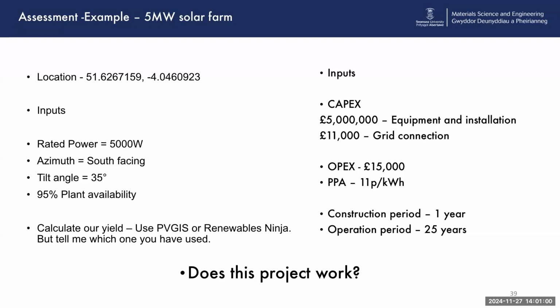I'm going to tell you what your capex is. It's going to cost you 5 million. I'm going to tell you how much your grid connection is going to cost. I'll say to you, your OPEX is 15,000. That's your operating expenses. And you're going to sell this electricity for a whopping 11 pence per kilowatt hour, which is something you're never going to do in real life. I'll tell you that it's going to be done in a year. And I'm going to tell you that your project is going to take 25 years to actually operate. I'm going to ask you, does this project work?